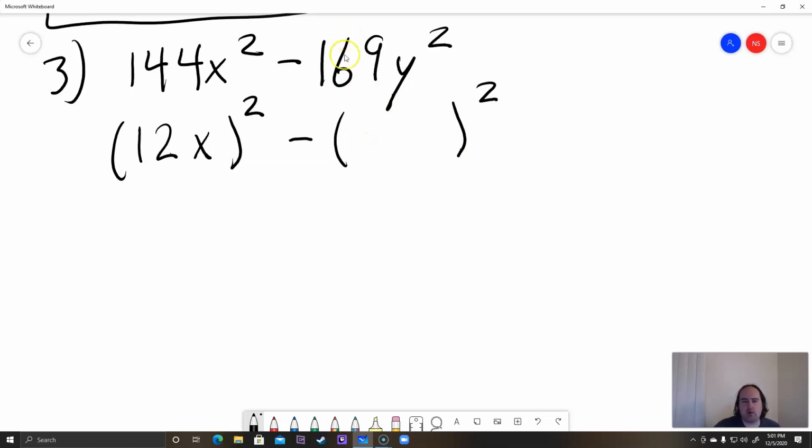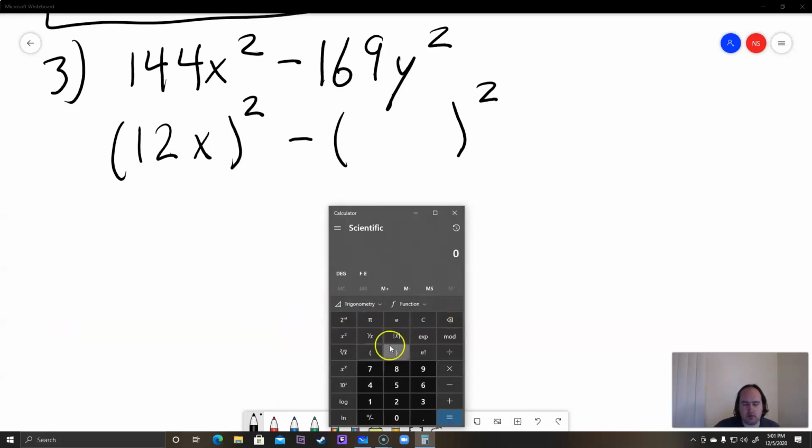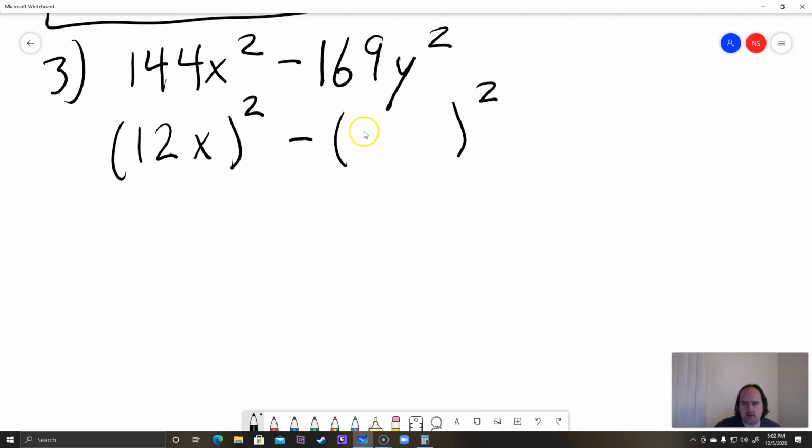Most people don't know their times tables past 144. So what you can do is you could just use a calculator. If 12 squared is 144, you can start trying bigger numbers until you get 169. Or even easier, you just take the square root of 169. So if I open up my calculator, and then I do the square root of 169, that's actually 13. So if the square root of 169 is 13, that means 13 squared is 169.